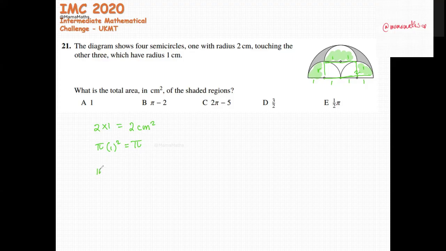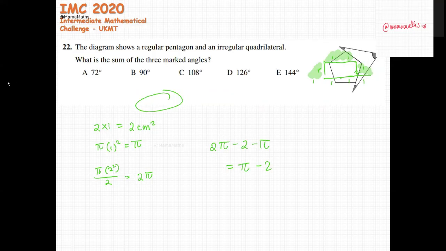So it's pi times 2 squared divided by 2. So basically, that is 2 pi. Now we will subtract the area of the rectangle and the circle. So 2 pi minus 2 minus pi will be pi minus 2. Hence, the answer is B. Okay. Next question, question number 22.